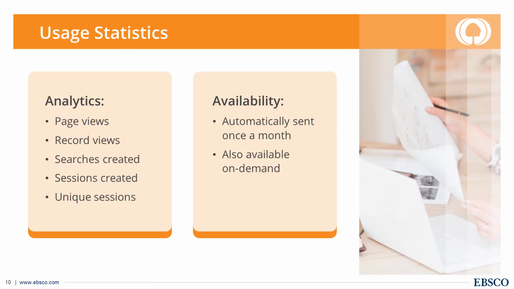Subscribers of MyHeritage Library Edition can access usage statistics. So you can get those sent out automatically once a month, or you could ask for that on demand as well. Now, to get these statistics, you can reach out to EBSCO support and they can arrange for you to have those generated and harvested on your behalf and sent out.